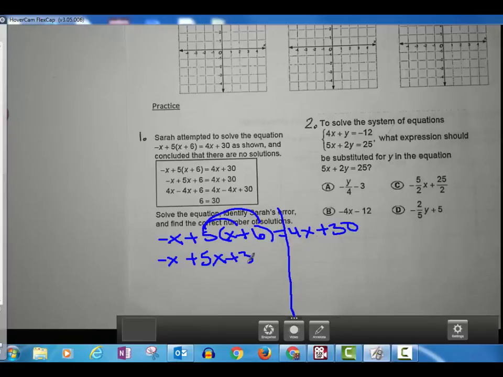I'm going to stop here for just a second and look at one error Sarah made. She distributed the 5 to the x, but she did not distribute it to the 6. She just simply brought the 6 down, and that's going to give her a crazy answer in the end. But we're going to keep on going to see what really is the right answer. So 4x plus 30.